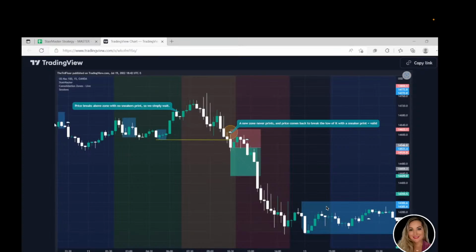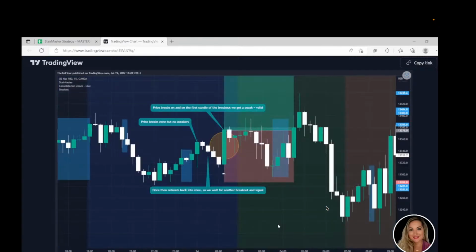So again, we would just extend out these areas of support and resistance if that helps you to be able to visualize it better. So we drew this line here so you can see the price is what we want. We want to see that sneaker break that price area to the most recent zone to the left, and that is what you have. So that is an example of a sell. Here's an example of a buy showing the same thing.